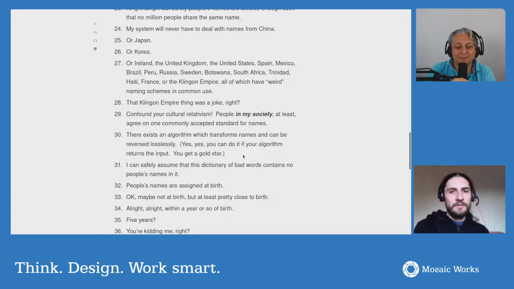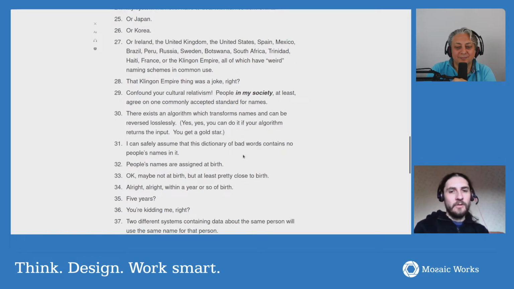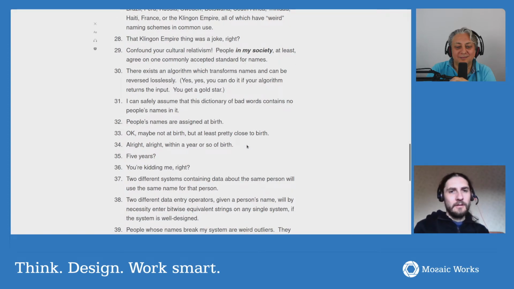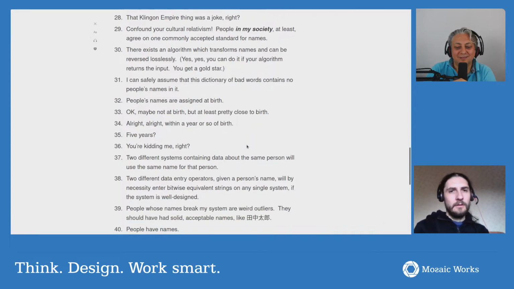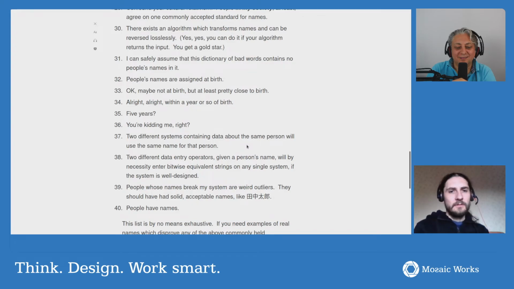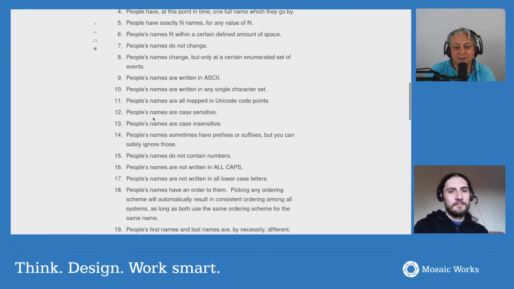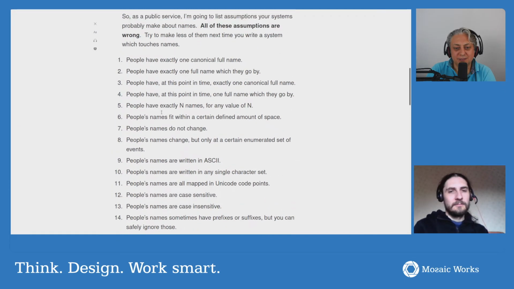Or in Spanish, it's like Da Costa. And I also think that there are some Arabic names that have particles that mean son of or something like this. Yeah, that's true.